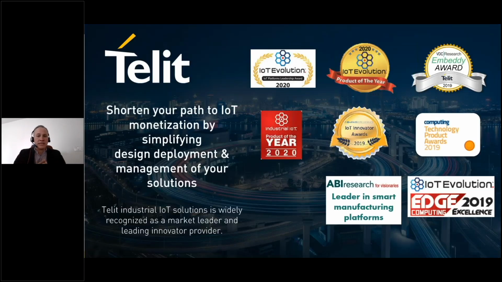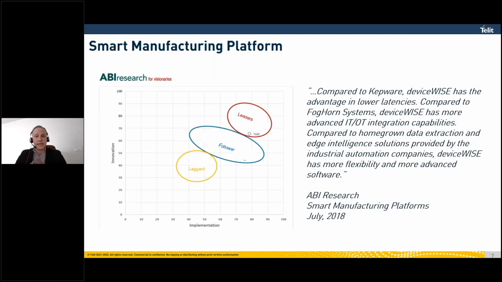This technology won several awards, such as Industrial IoT Product of the Year, and is classified by ABI Research as a leader in smart manufacturing platforms. I really like the way that ABI Research describes deviceWISE, saying that compared to Kepler, deviceWISE has the advantage in lower latencies. Compared to Foghorn Systems, deviceWISE has more advanced IIoT integration capabilities. Compared to homegrown data extraction and edge intelligence solutions provided by industrial automation companies, deviceWISE has more flexibility and more advanced software. And they position us in the quadrant here as a leader in this space.